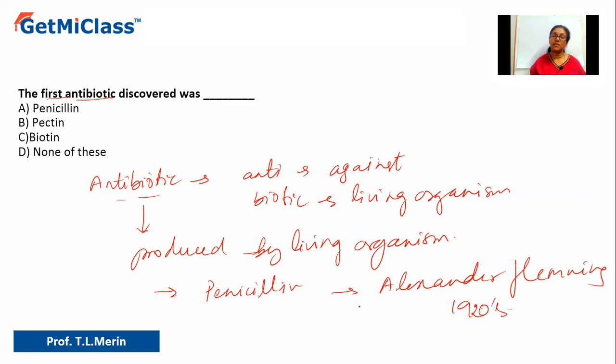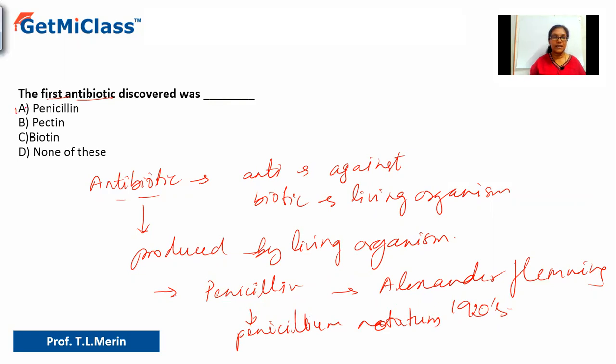Actually, he was working on Staphylococcus bacteria, but he found that there was growth of a particular type of fungus, that is Penicillium notatum. So it is produced by Penicillium notatum. There are various species of Penicillium which can produce penicillin. This was one of the species which Alexander Fleming discovered has the capacity to produce penicillin.